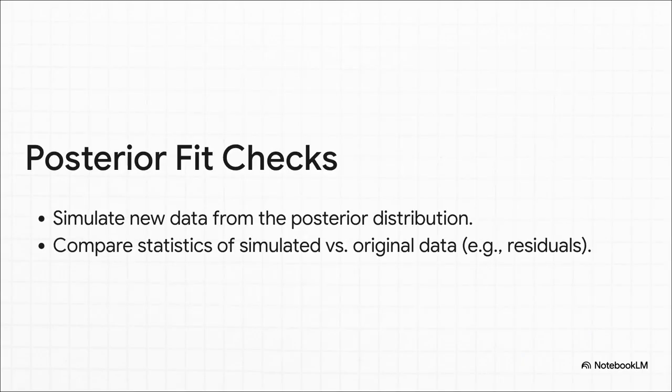But hold on, we're not done yet. Just because we have an answer, this posterior distribution, doesn't mean it's the right one. We have to check our work. This is done using something called posterior predictive checks. Basically, we take our new parameter distributions and we use them to simulate a bunch of brand new datasets. Then we compare those fake datasets to our original real data. If our model is any good, the simulated data should look statistically just like the real thing.